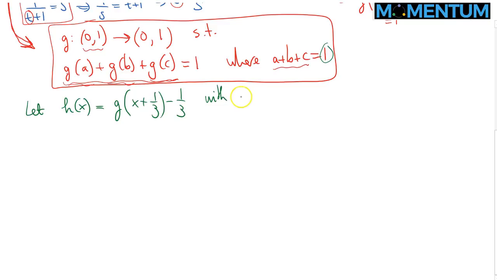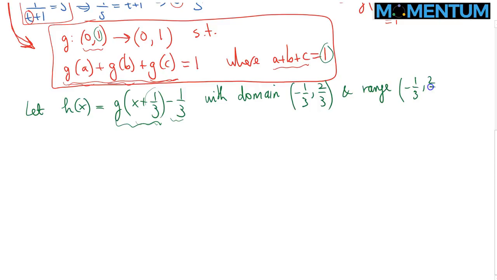Well, what will be the domain? First of all, the domain for g was 0 to 1, and because we are shifting it by 1 over 3, the domain will shift by 1/3 in the minus direction, so minus 1/3, and then 1 minus 1/3 is 2/3. And obviously you need to also work out the range. Because g ranges from 0 to 1, subtracting 1/3 from it, the range will be minus 1/3 to 2/3.